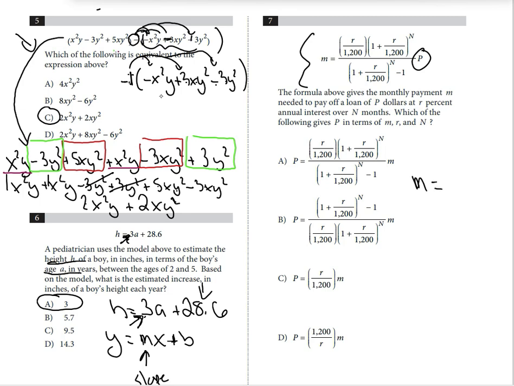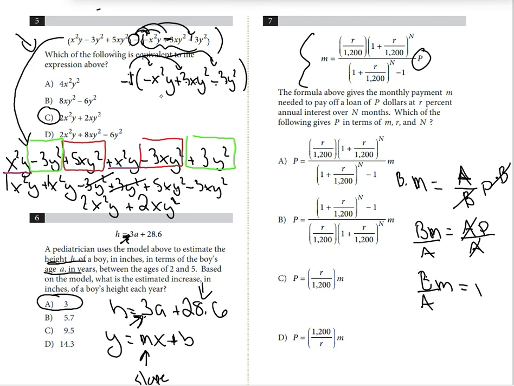M equals A times B, or A over B times P, right? And we wanted to get that P by itself. Well, what would we do here to get that P by itself? We would multiply by B, multiply by B, all right, so the B's would cancel out. So we'd have B times M equals A times P. Then we would divide by A, A's cancel out, and we get M times B over A. We could write B over A times M equals P.